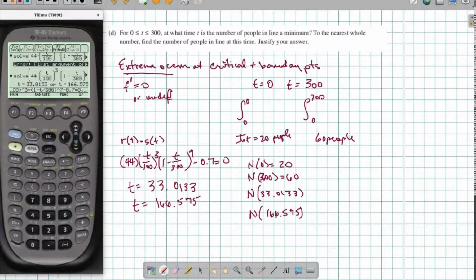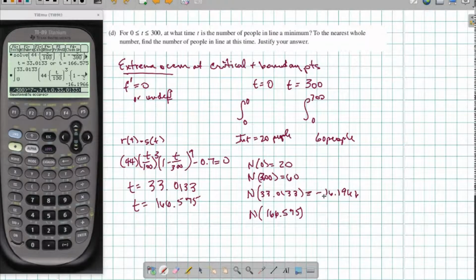So let me see if I can go up to the integral that I had up here and just change the limit, because in this case I only want to go up to 33.0133. What did I do wrong with this? Syntax. I'm integrating with respect to t from 0 to 33.0133. I think I've got too many parentheses here. That's what it is.